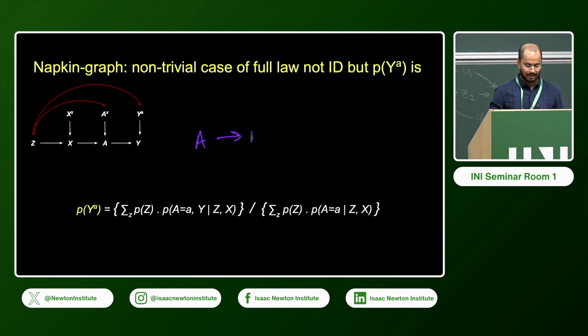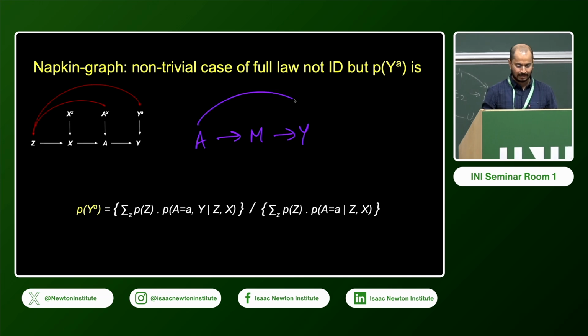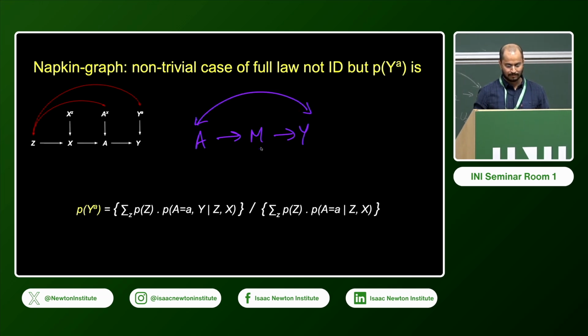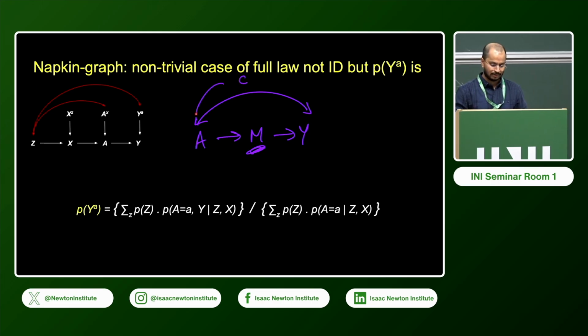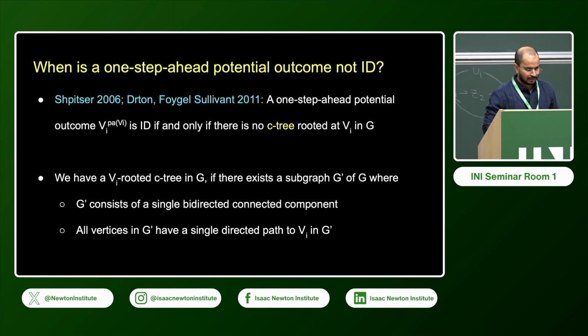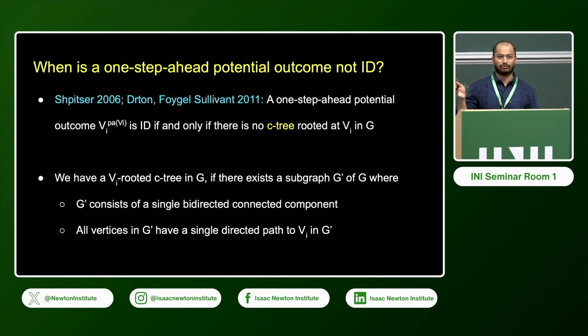So you have A to M to Y, and A is your vaccine. M could be the marker, like T cell count, that shows whether your vaccine is effective or not. And so that's a good mediator. And depending on what you believe about that T cell count, maybe if you condition on a sufficient number of covariates, you get that there's no unmeasured confounding involved. Okay, so I won't go through the proof of this.